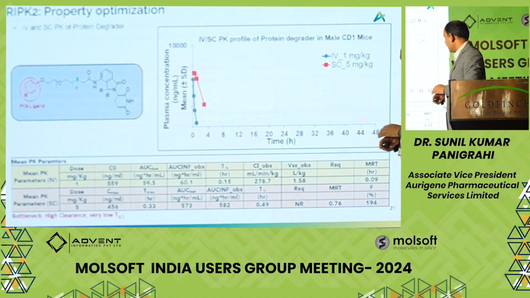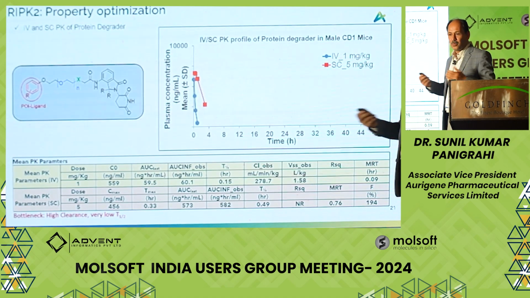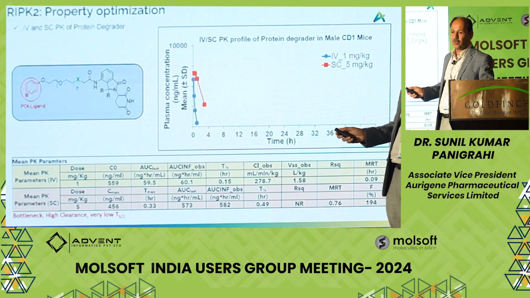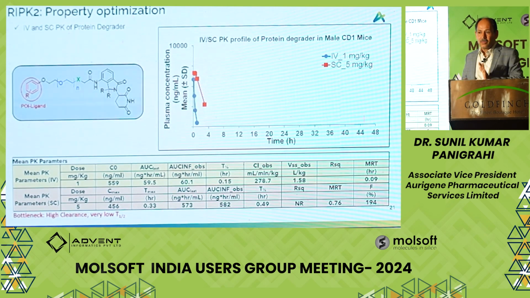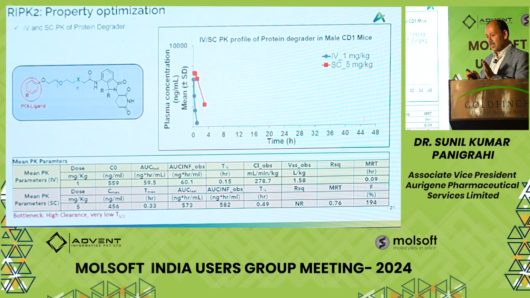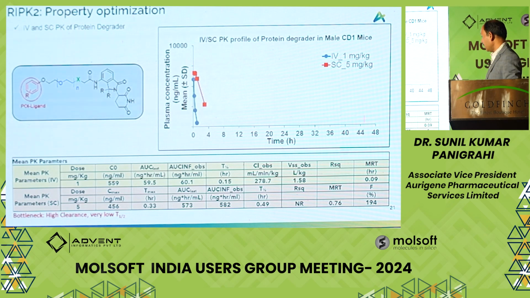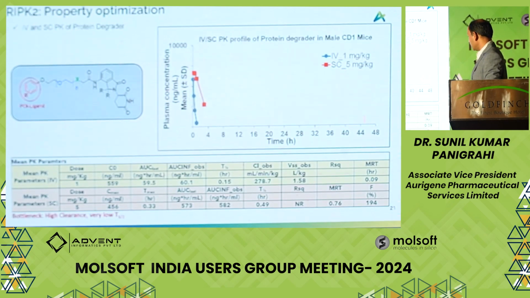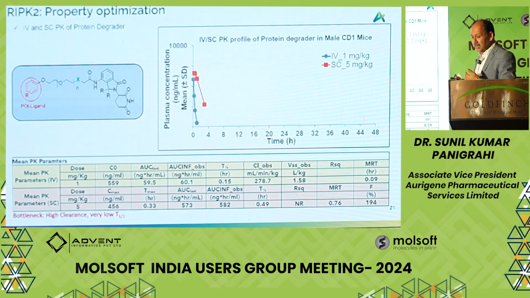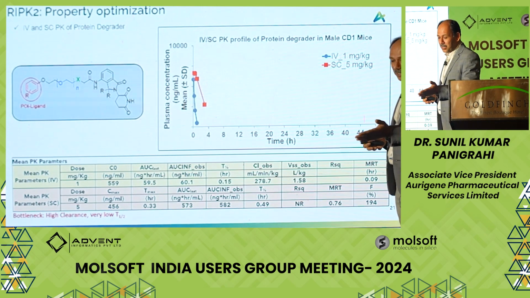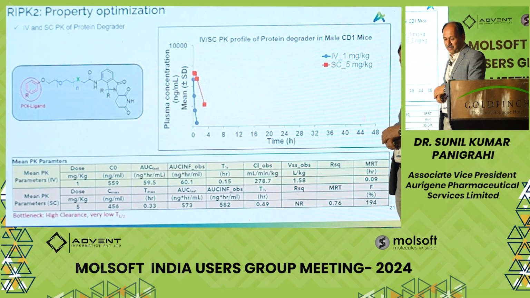Now this is the IV and SC PK, which is poor. I can agree it's poor data. But it showcases that within a short period of time we could establish some of these methods to prioritize compounds and reach this stage. That resulted in a compound which has a little bit of exposure on administration by the IV route or SC route.